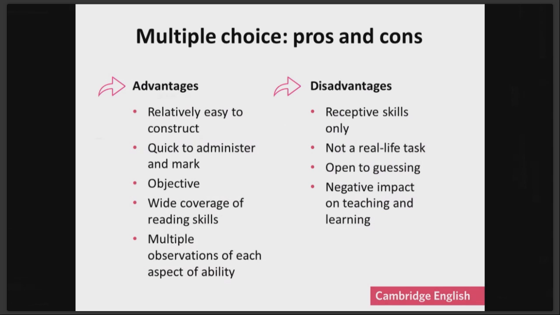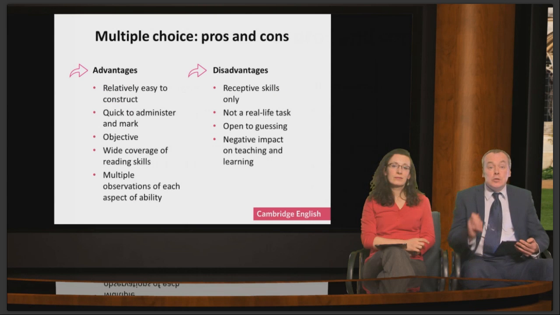However, there are some disadvantages. Given that they require selection from a given set of options rather than writing an open-ended or semi-controlled response, they test only receptive skills and are open to guessing. Also, they're not representative of how we engage with reading tasks in real life. For that reason, they may have a negative impact on teaching and learning. For example, instead of focusing on improving their reading skills, learners may focus on how to do multiple choice tasks the best.